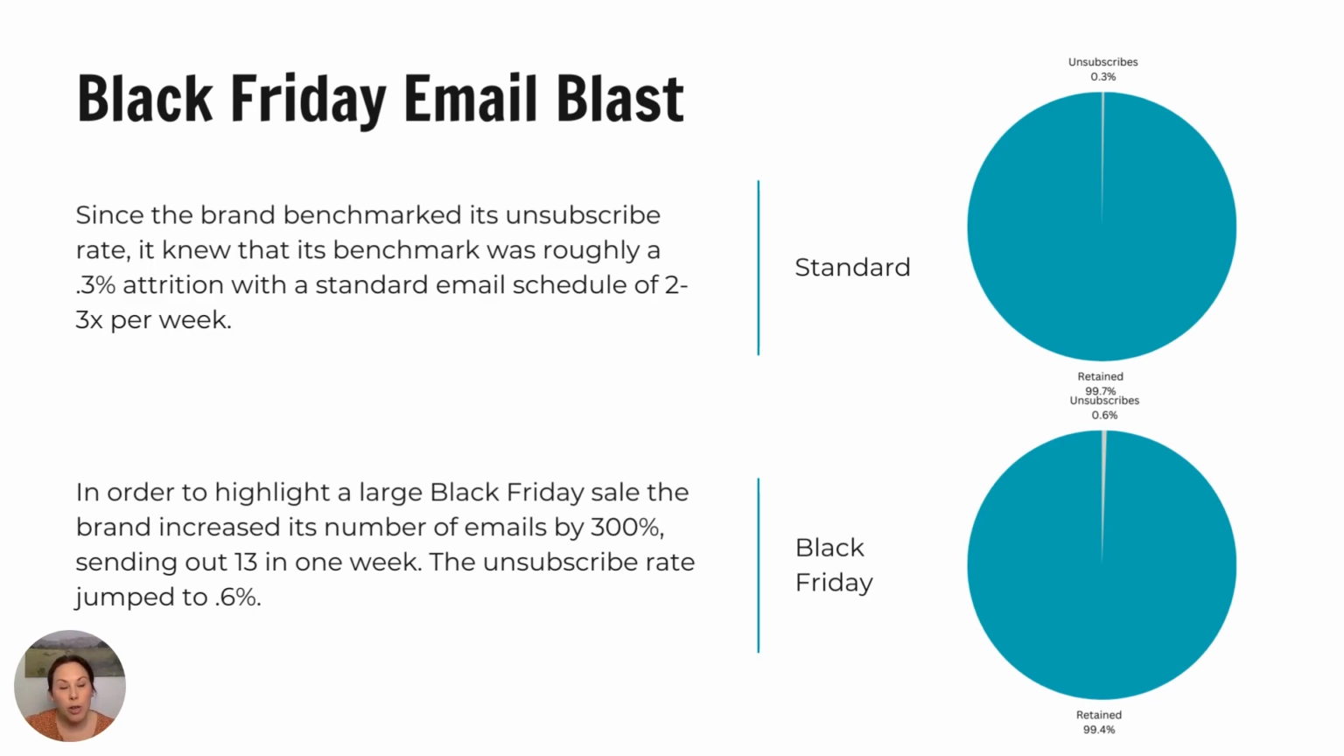They went from 2 to 3 emails per week to sending out 13 in just 7 days. The unsubscribe rate jumped to 0.6% during that week. Every time they shot out an email, they were seeing about 18 people unsubscribe, and not great. Pretty big jump from that 8 to 9 that they normally saw. So what did they do?